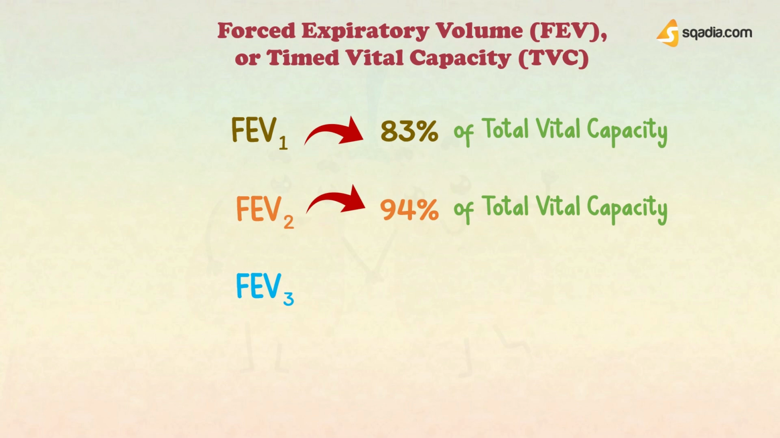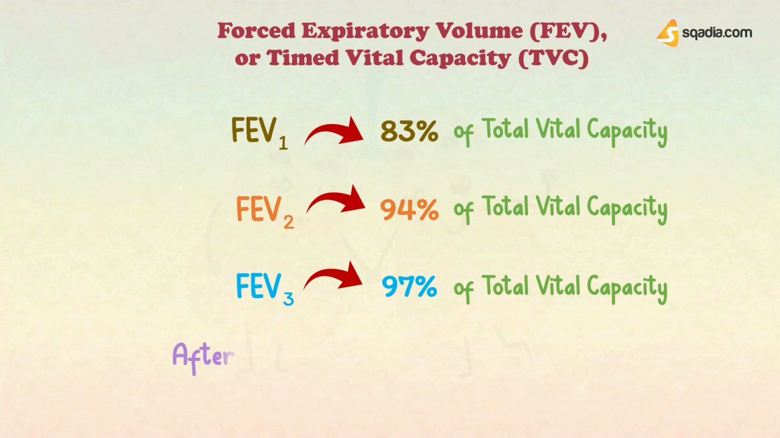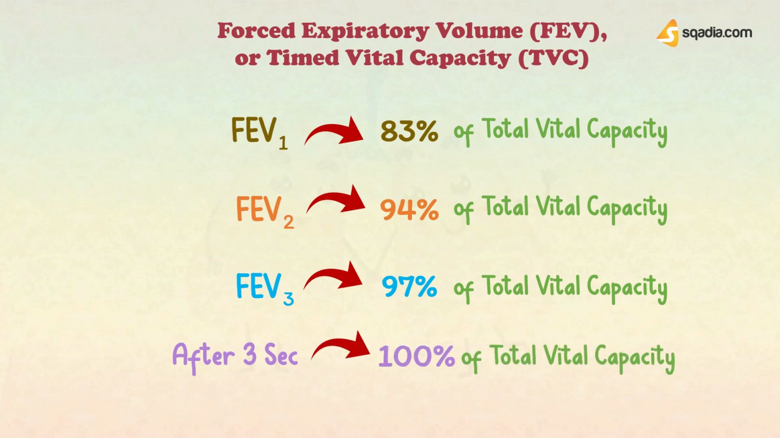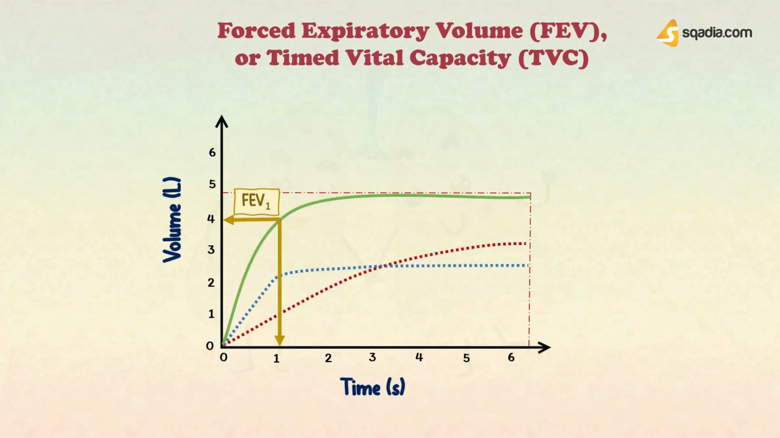FEV3 is the volume of air expired forcefully in 3 seconds, and it is about 97% of total vital capacity. Now, after the 3rd second, it is 100% of total vital capacity. Vital capacity may be almost normal in some of the respiratory diseases. Normal FEV1 is shown here in the graph. However, the FEV1 has great diagnostic value, as it is decreased significantly in some respiratory diseases.